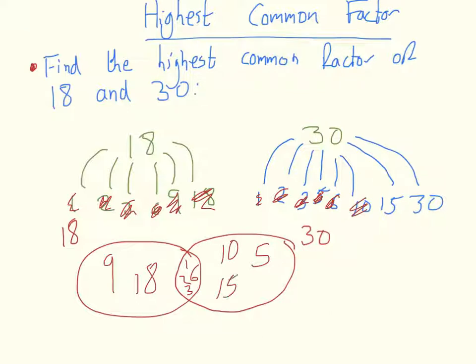15, and finally 30. Now if we look at just the section in the middle, which one is the highest factor? Well, the highest common factor here is 6. So the highest common factor of 18 and 30 is 6. So what you need to do is find the factors of two numbers, draw a Venn diagram, put the common values in the middle and see which factor is the highest.